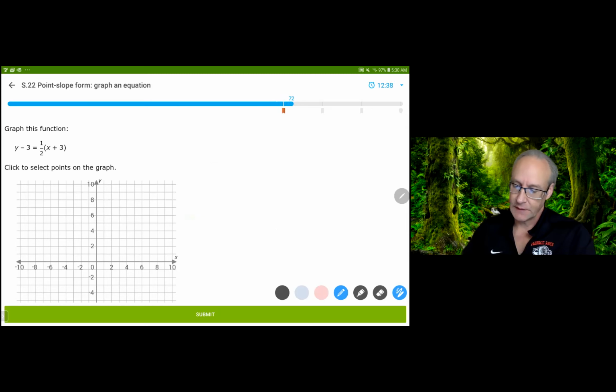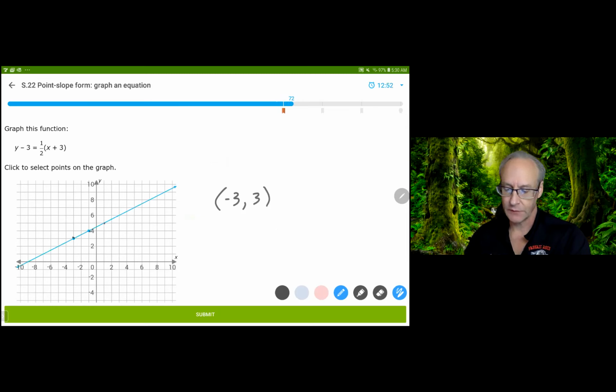Okay, so this one is going to go, to make my x value 0, I need a -3. And for the left side, I need a 3 for y. So I'm at -3, 3, which is right there. And I have a slope of 1/2, which is right there. And if I want another one, it's right there. If I want another one, it's right there. And right there, and right there, and right there.